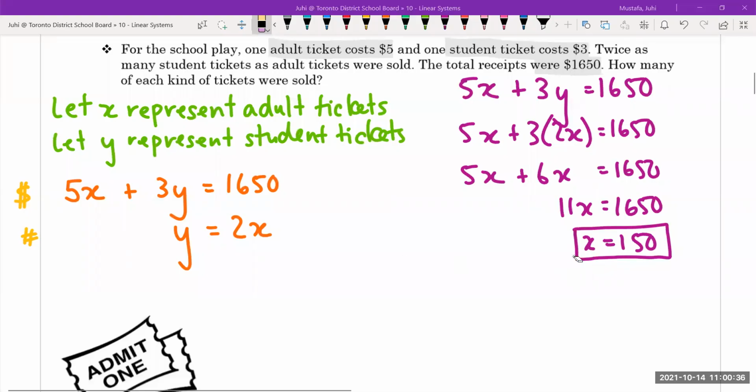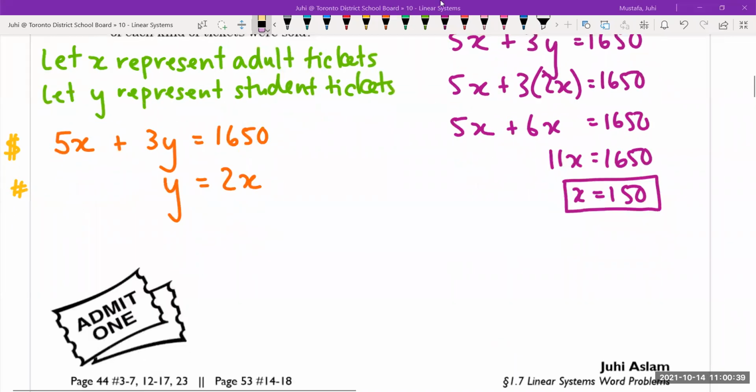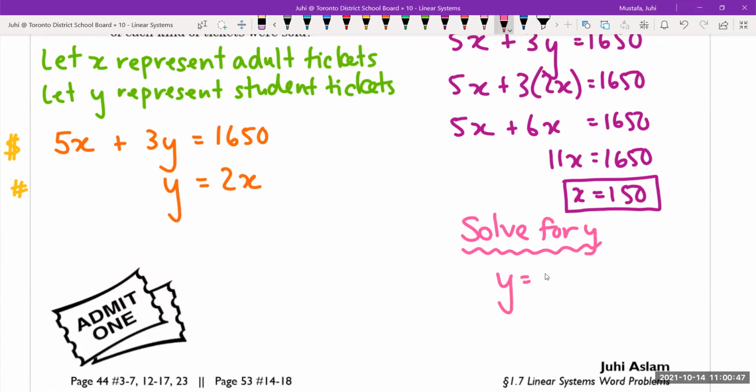Okay, so I got x is equal to 150. Let's go ahead and solve for y, which you guys may have already done. Solving for y is actually very straightforward. It's just going to be y is equal to 2x, which is going to be 2 times 150. Did you guys get y is equal to 300?